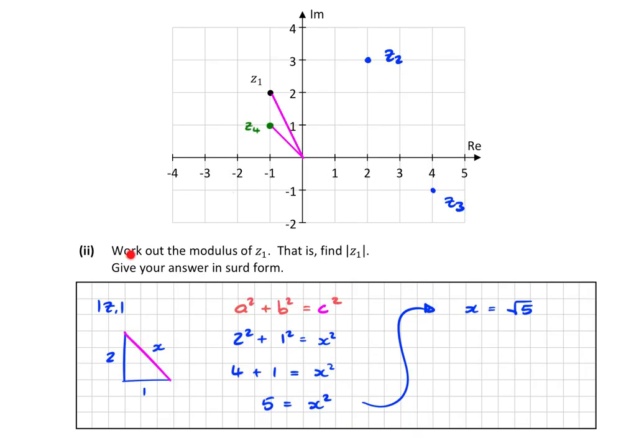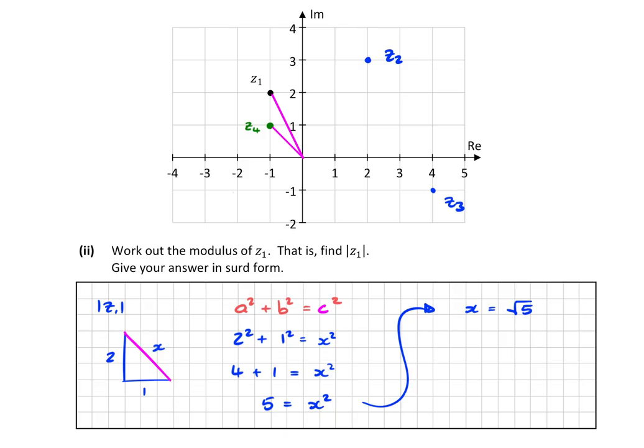Part 2, it says to work out the modulus of Z1. That is, find the modulus of Z1. Give your answer in surd form. If we're looking for the modulus of a number, that just means that we're finding how long the line is from the point Z1 back as far as the origin. So in this example, I used a right angle triangle, and you can see here we're looking for the length of this pink line. So we made a right angle triangle out of that, 2 units tall and 1 unit wide. So we can see here this is 2 units, this is 1 unit, and we just use Pythagoras' theorem.